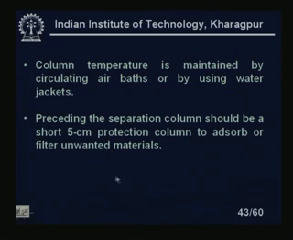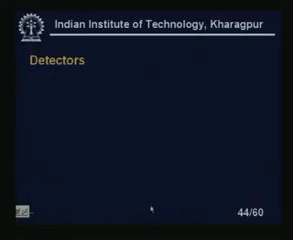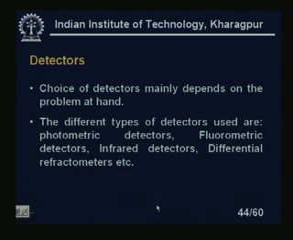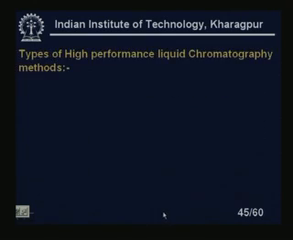If you go back to the initial slide, you will find in the instrumentation system we have a filter. This filter will remove all the unwanted materials. Detectors: the choice of detectors mainly depends on the problem at hand. The different types of detectors used are photometric detectors, flowmetric detectors, infrared detectors, and differential refractometers.